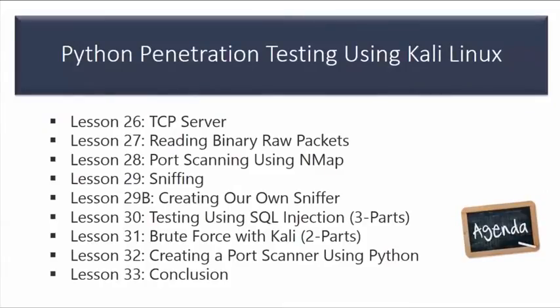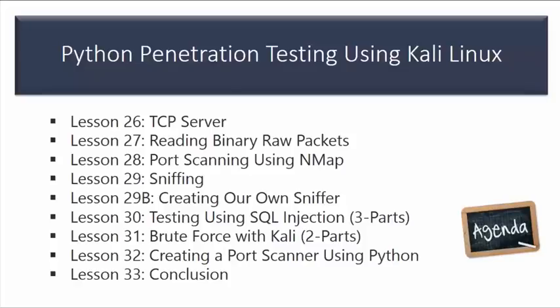Lesson 27 is reading binary raw packets. So we'll create a Python program to capture those packets and take a look at what those are. Lesson 28 is port scanning using Nmap. It's a wonderful tool that I'll demonstrate. Lesson 29 and 29b is about sniffing. So first I'll demonstrate how sniffing works, and then we'll create our own sniffer, in other words, our own Python program.